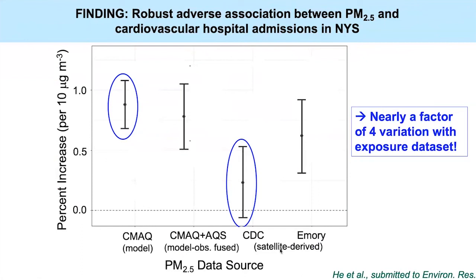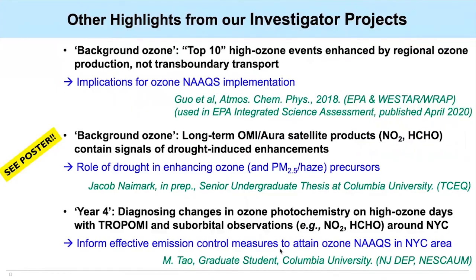Before signing off here, I just wanted to note that I've shown you highlights from our PM-focused investigator project, but we also had some work focused on improving our understanding of both background and locally produced ozone with the intent of informing ozone NAAQS implementation. I'll close by just pointing out that we do have a poster focused on drought signals detectable in the OMI Aura satellite products that I hope you'll check out.